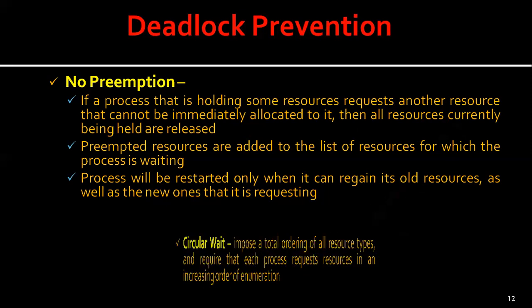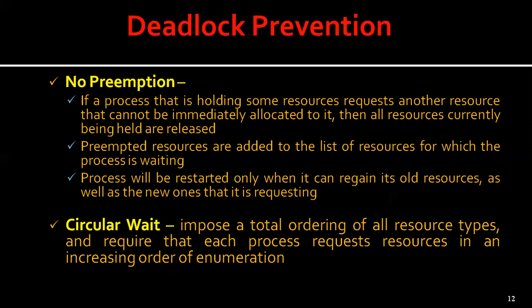Now, the fourth, that is circular wait. So to ensure that the circular wait must not happen, we apply a simple solution. What we do is we number all the resource types, and each process requests the resources in an increasing order of enumeration. So here, alternatively, whenever a process requests an instance of the resource of type Rj, it must have released any resource Ri such that f(Ri) is greater than f(Rj).